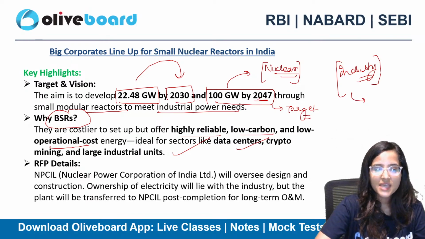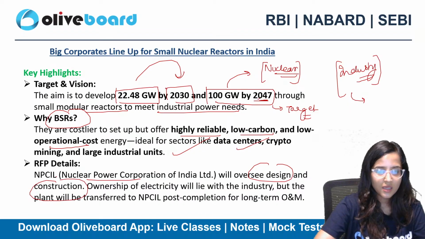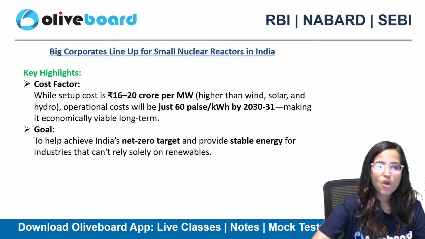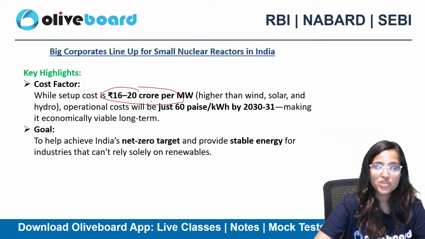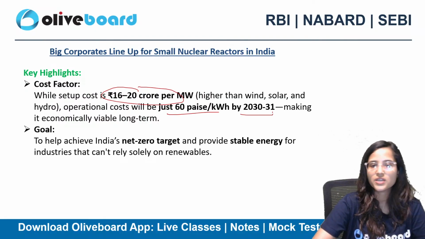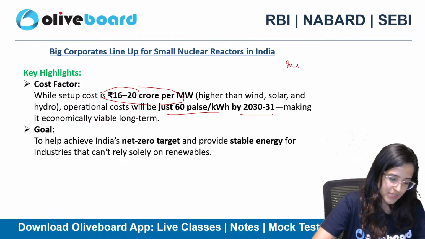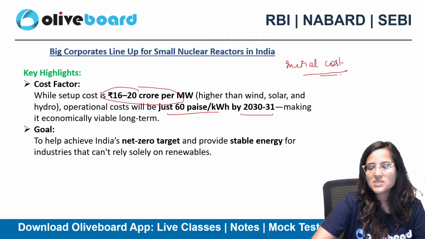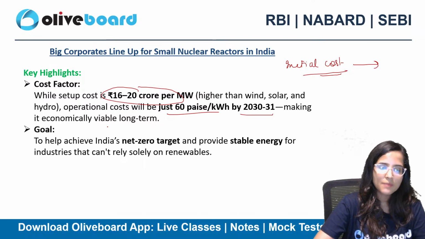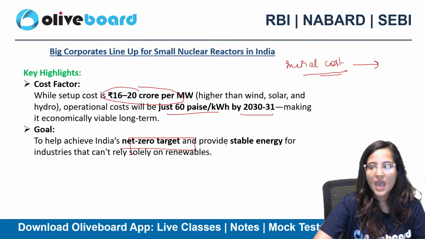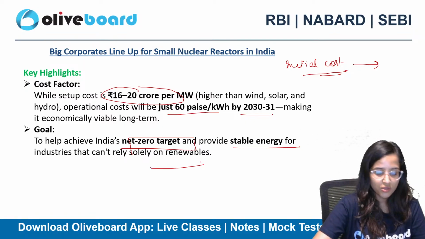Fine. NPCIL, Nuclear Power Corporation of India, will oversee the design and construction. ठीक है. The setup cost is around 16 to 20 crore per megawatt, which is higher than wind, solar, and hydro. But the operational cost will be just 60 paise per kilowatt per hour by 2030-31. So basically, there will only be some initial cost. बाद में maintenance cost is not very high. ठीक है, and this will help us achieve the net zero target and provide stable energy for industries that can't rely solely on the renewables.